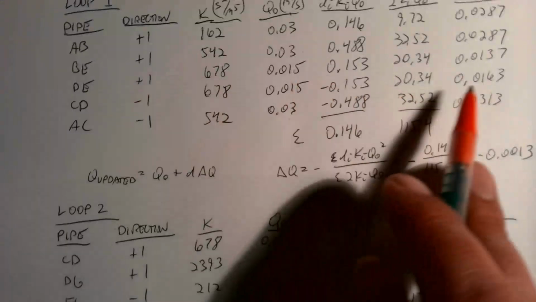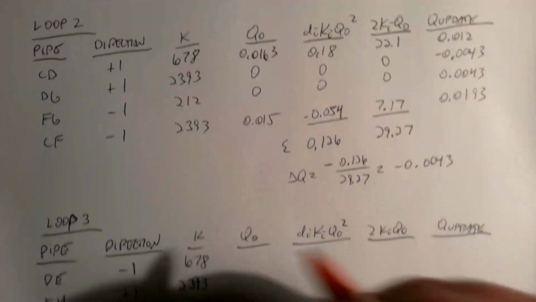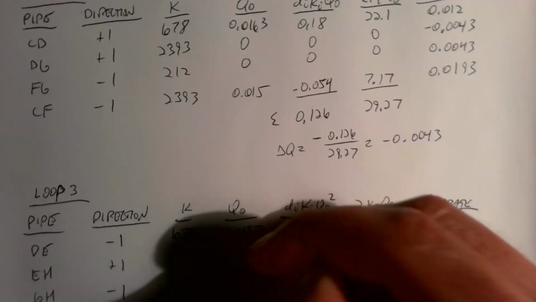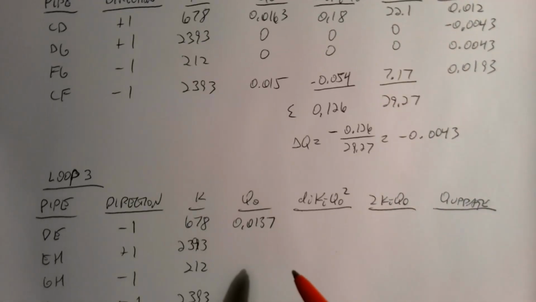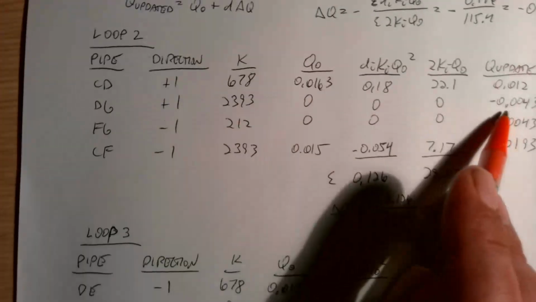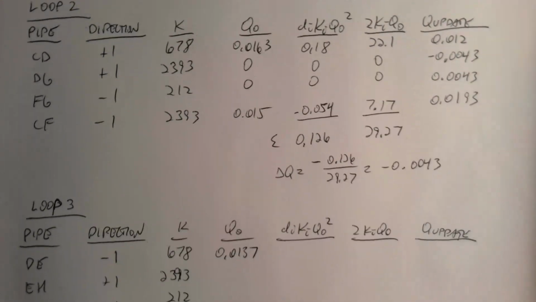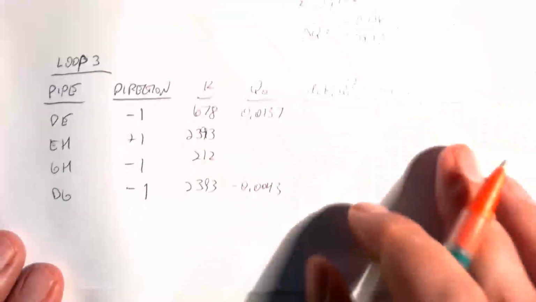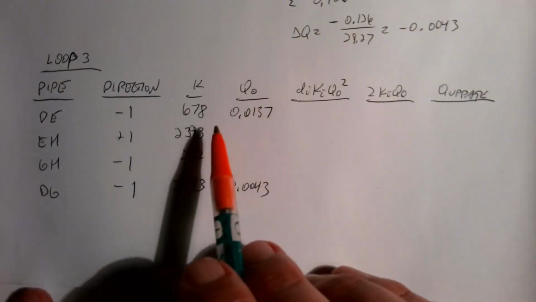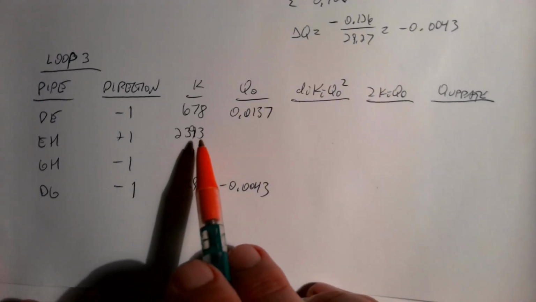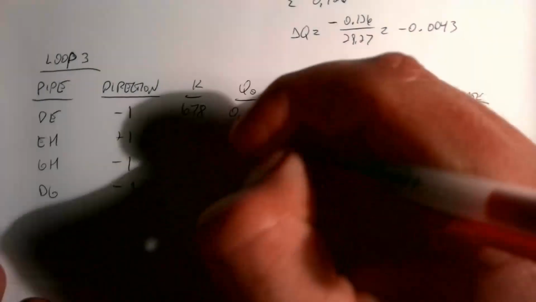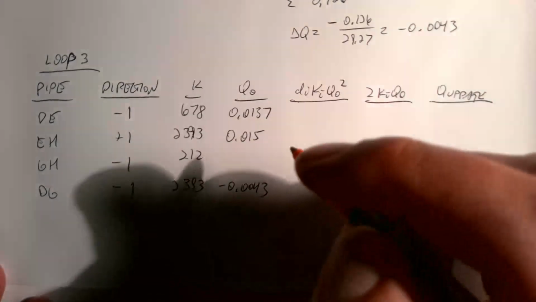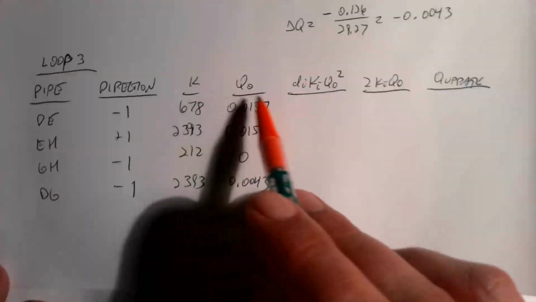So DE from loop 1 up here is 0.0137. And then DG from the last one here is negative 0.0043. And then the other two, we can use our initial guess, which was 0.015 and then 0. And now we do our math, and I'll just go ahead and write these down.